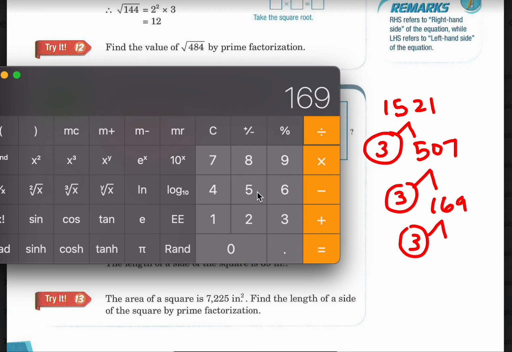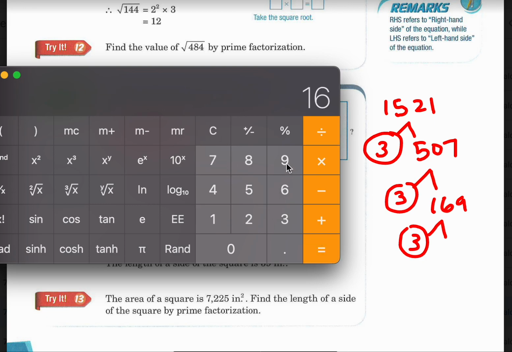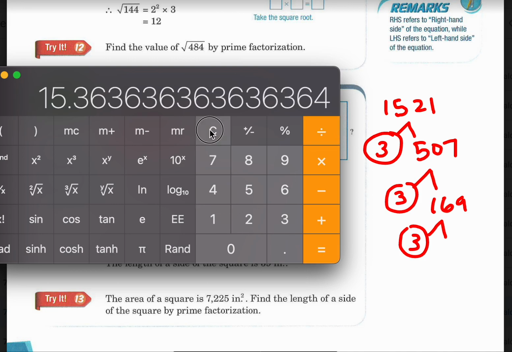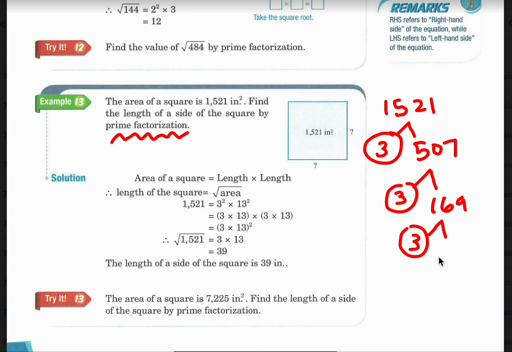it doesn't work with 5. It doesn't work with 7, I'm pretty sure. No. 169 divided by 9? Nope. 169 divided by 11. I'm just trying all my prime numbers. 169 divided by 13. Okay, 13 times 13. So I have, oh, good thing I already have a 3 there. I knew there was a 3 in there somewhere. Okay, and then I know this is a prime number.